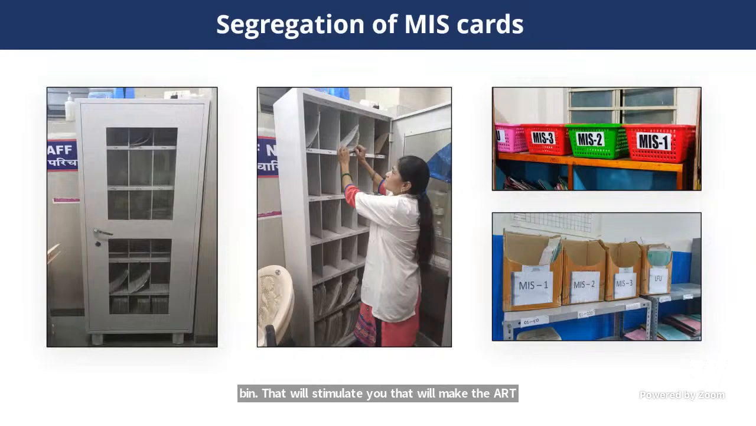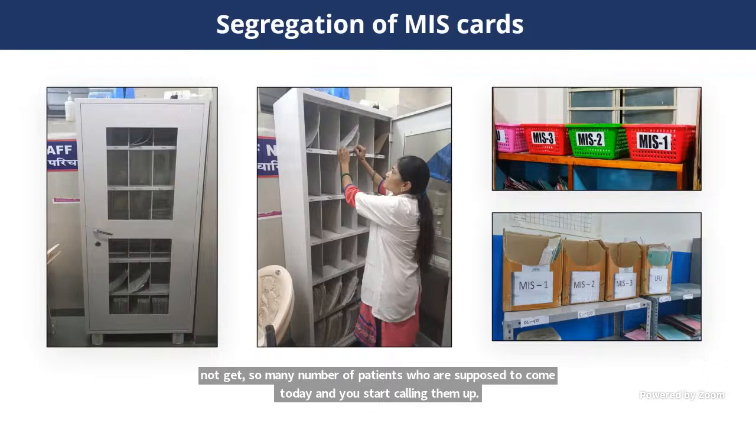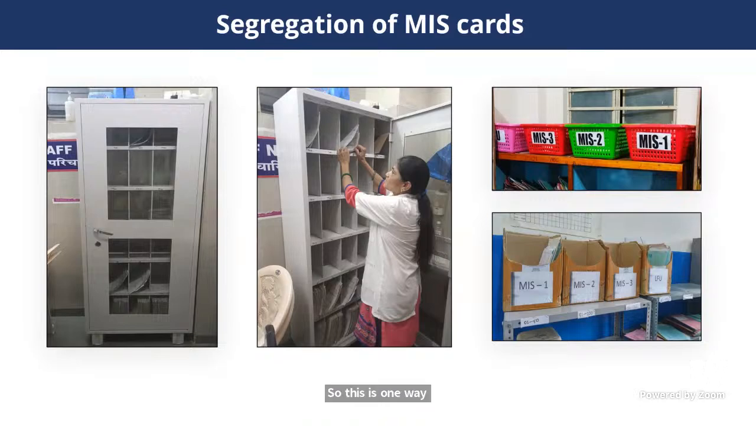But if you have one list of 100 patients, you are not going to see so many cards, and maybe you will not be motivated enough to call all of them. But this is one way where the staff are moving around, and even if one of your staff sees that today we did not get so many patients who are supposed to come, you start calling them up. So this is one way to show you the volume of patients who are yet to come, and you do not want more cards in M2, M3, and definitely not in LFU.